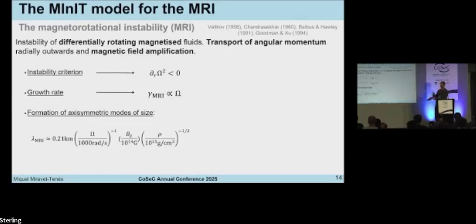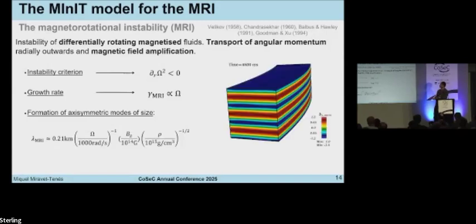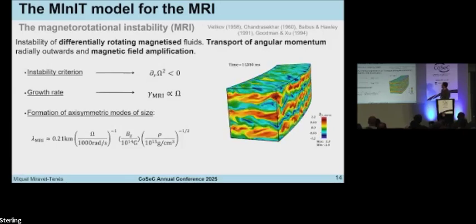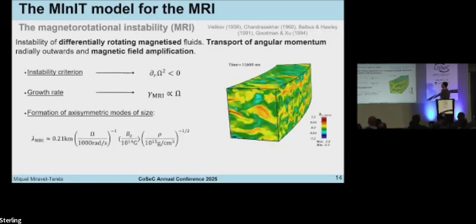In order to have the instability, we need a differentially rotating fluid, and the rotation frequency has to decrease radially outwards. The growth rate of the instability is proportional to the rotation frequency of the fluid, and it leads to the formation of axisymmetric modes which have this size. As you can see, it's of the order of hundreds or also tens of meters. So here we have a short movie. You can see the axisymmetric channel modes that are formed, and at some point they are disrupted, and we end up with a turbulent state, as you can see here.